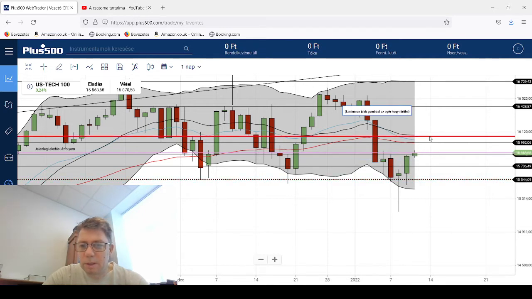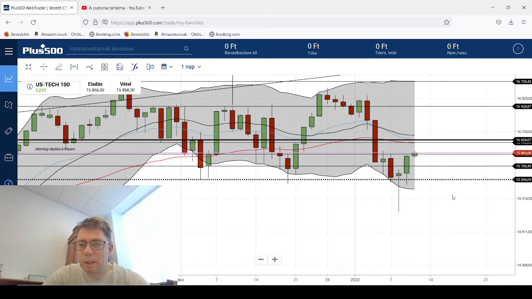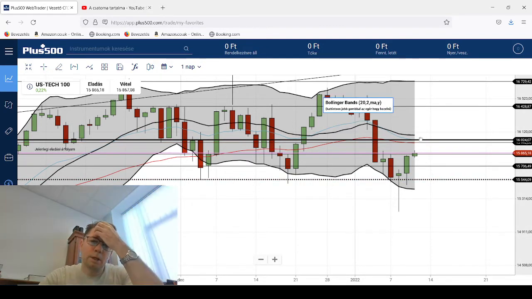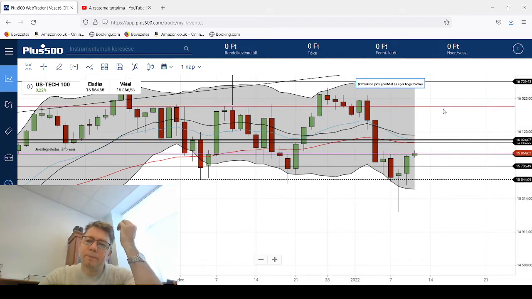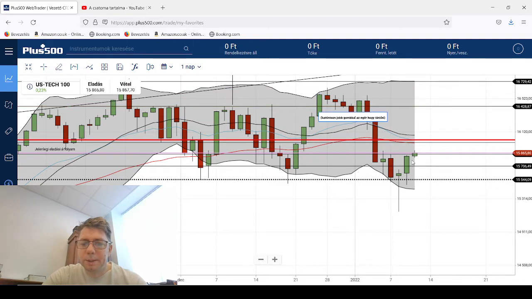I would say the 20 EMA 16,024. If you are above there and have a daily close above there, then it's very likely we will go to 16,400 and 16,430, that level. Yeah, it's possible. It's very possible.